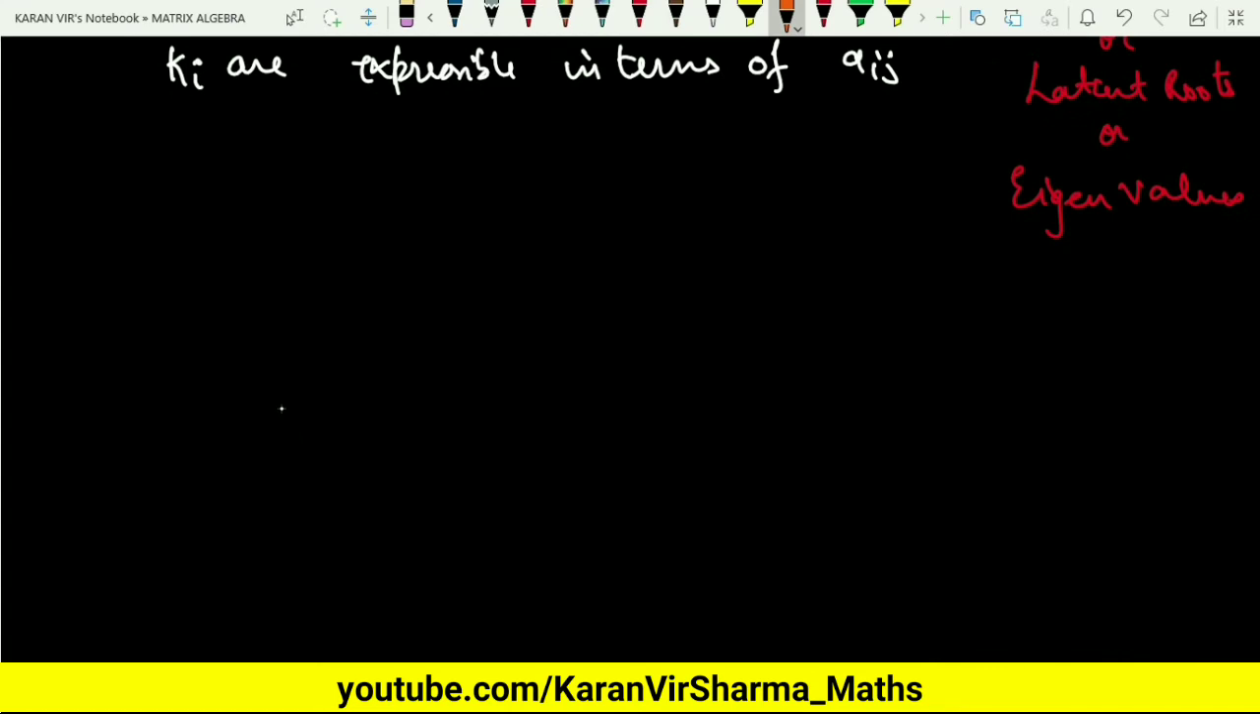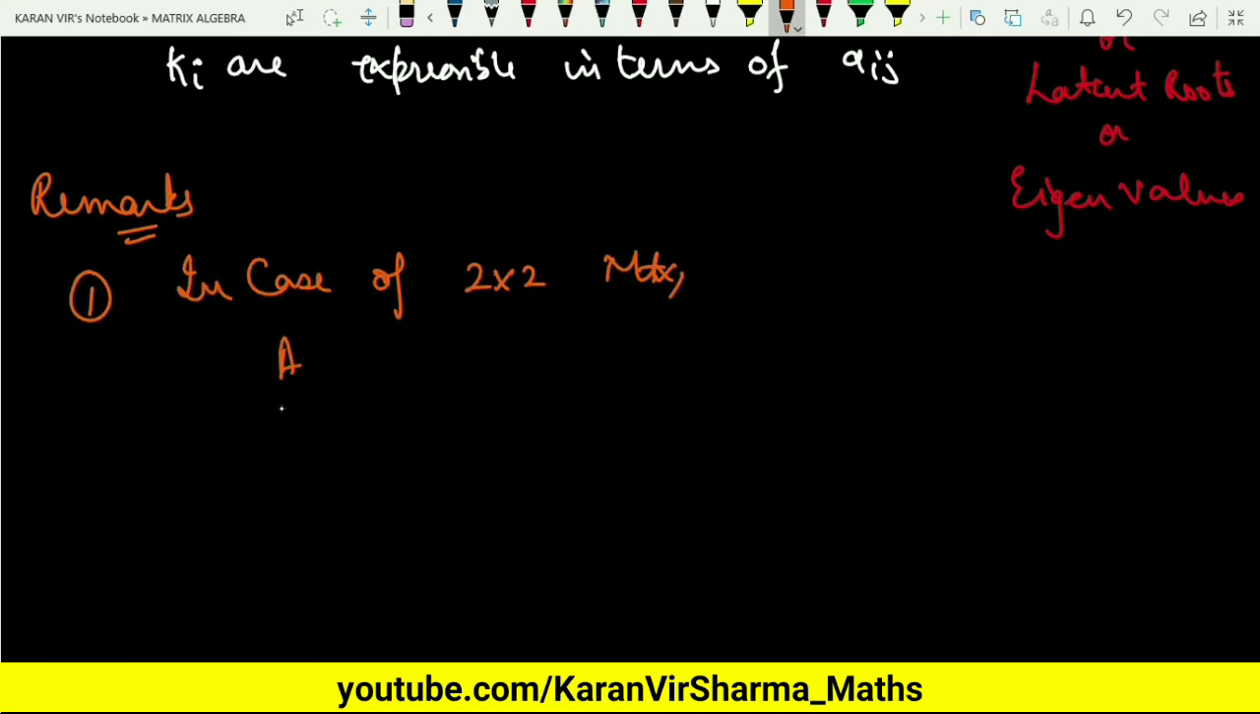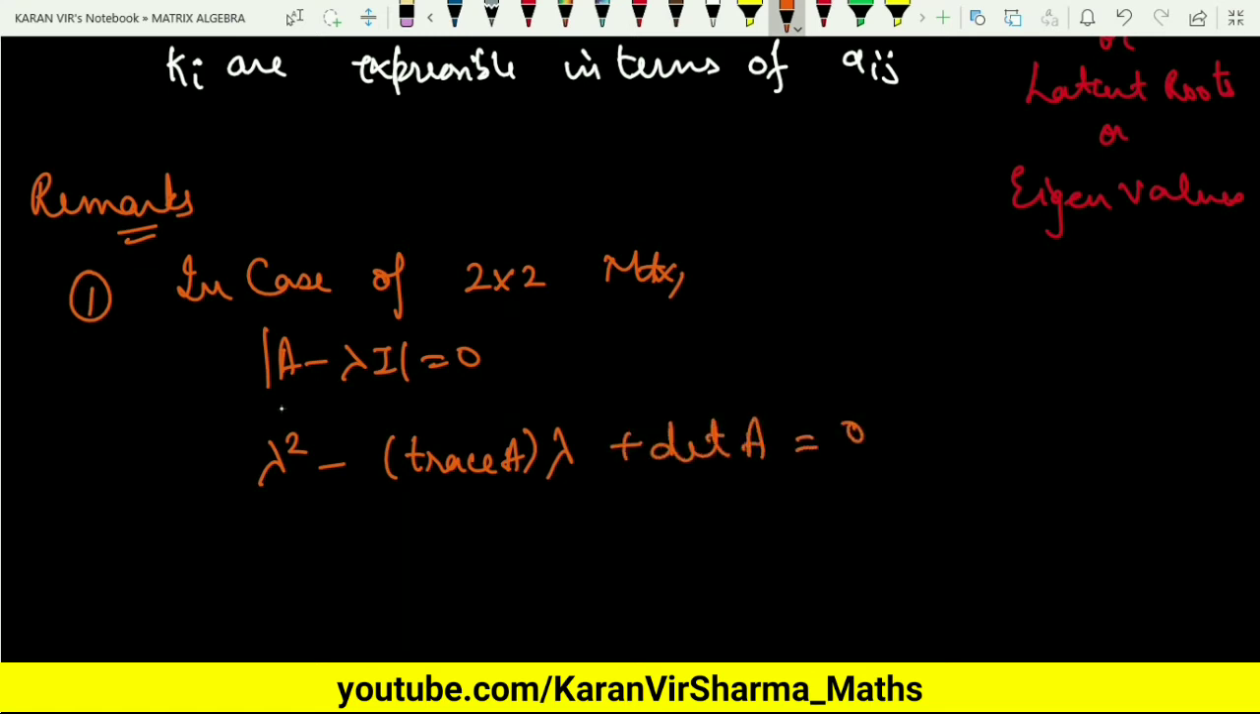Now, a few important remarks. The first remark is, if we have a 2 cross 2 matrix and we put A minus lambda I equals 0, the characteristic equation which is formed is nothing but lambda square minus the trace of A into lambda plus the determinant of A equals 0. So if we have a 2 cross 2 system, the characteristic polynomial is nothing but lambda square minus trace of A into lambda plus the determinant of A.